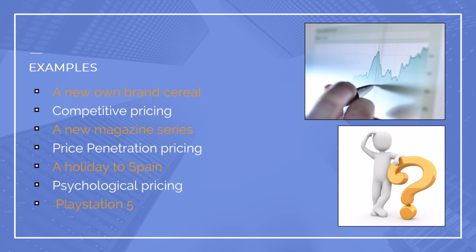Holiday to Spain, psychological pricing. You quite often see holidays like only £295 or £299 and it makes it look like it's a lot cheaper than £300, but it isn't. Finally, PlayStation 5, price skimming. It's a new technology device, so you can charge a higher price because it's in high demand.